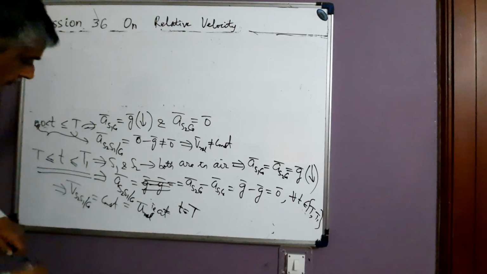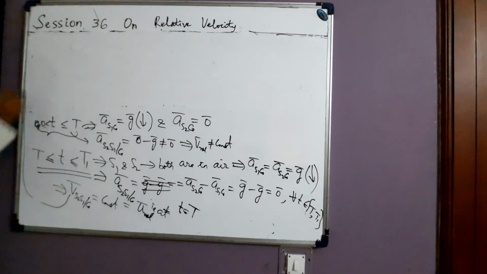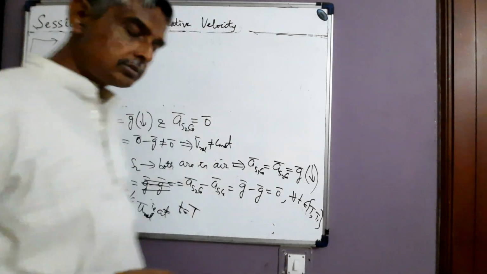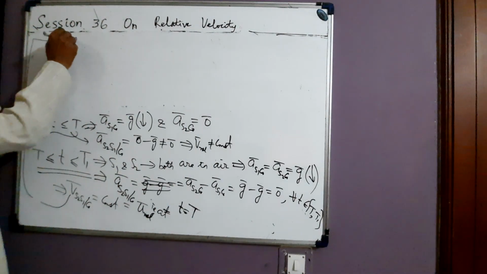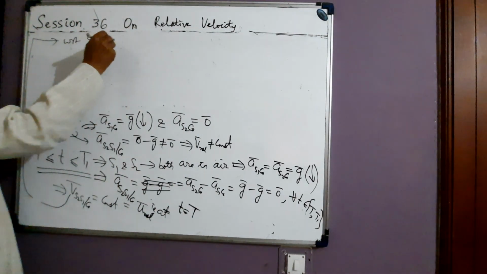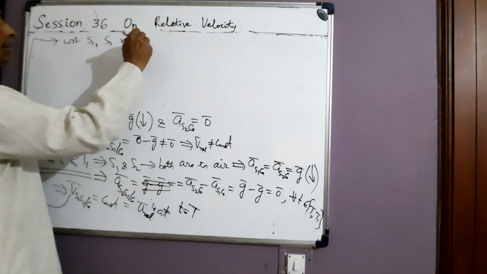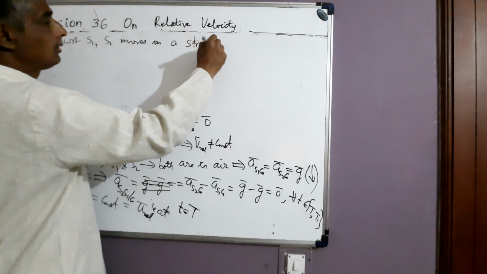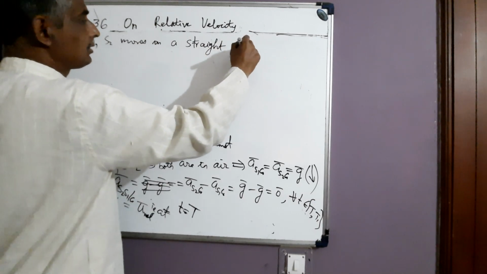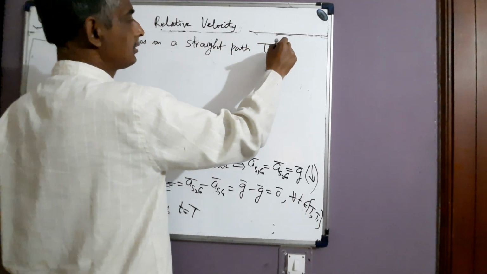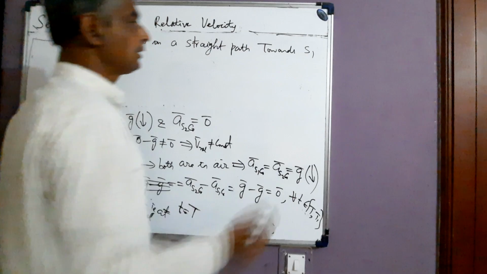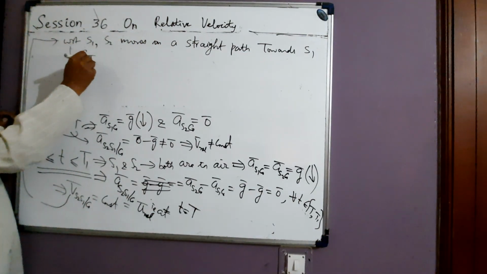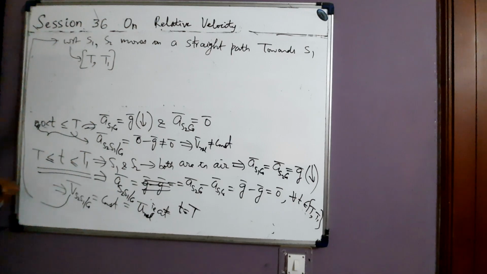So one more thing, what does the relative velocity being constant imply? With respect to S1, S2 will move in a straight path. With respect to S1, S2 moves in a straight path towards S1. In which time interval? In the time interval t to t1.